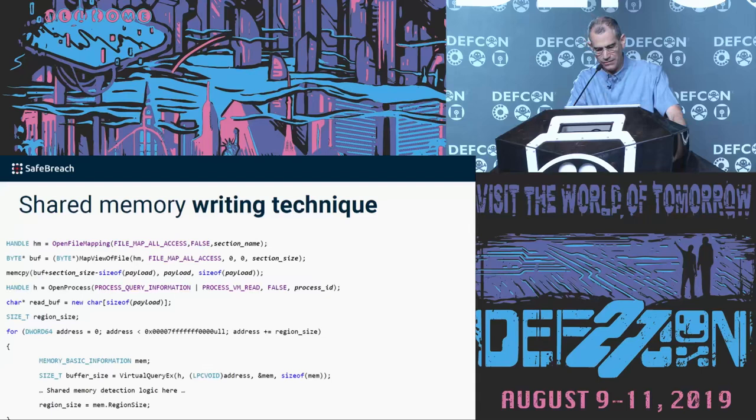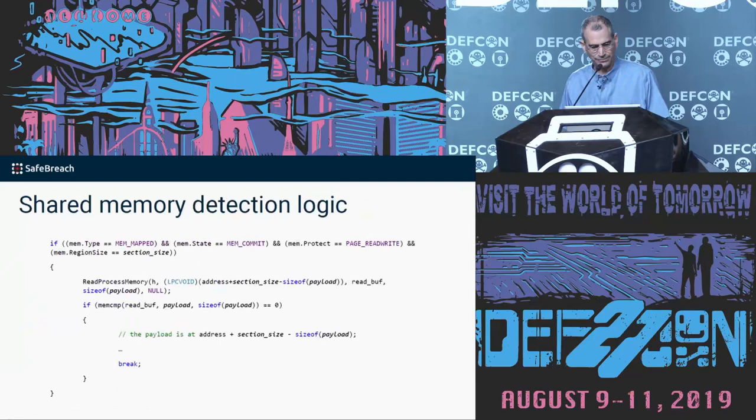So the attacker first maps this shared memory to its own process, and writes the payload at the end of this shared memory. Hopefully it's an area not used by the legitimate software. And then opens the target process and starts scanning its memory region by region, trying to find a region that matches the attributes of the shared memory section. So we are looking for mapped and committed memory with page read-write attributes and the exact size that we expect the shared memory to have. Once we find it, we also do a read memory to make sure that the payload is at the end of the shared memory. And once we know that, we can start using this as memory written to the target process.